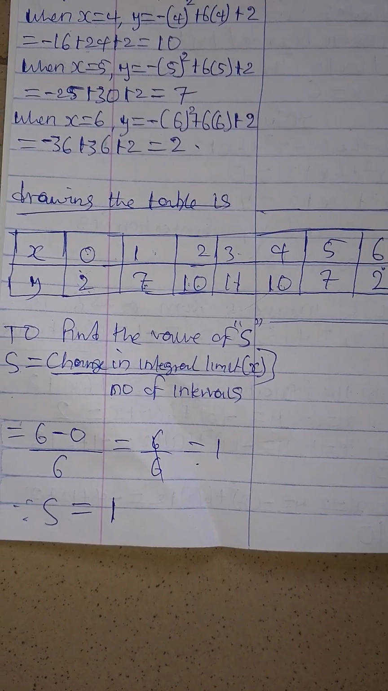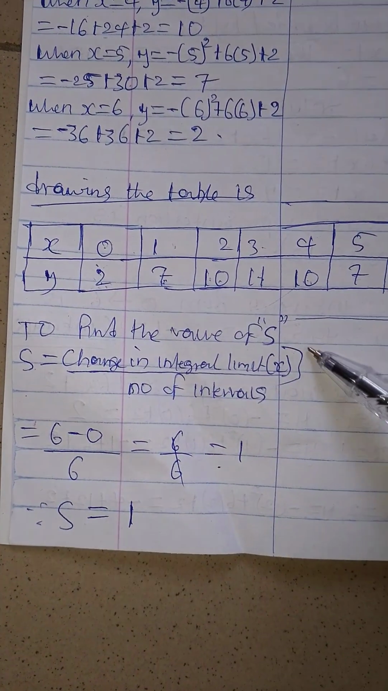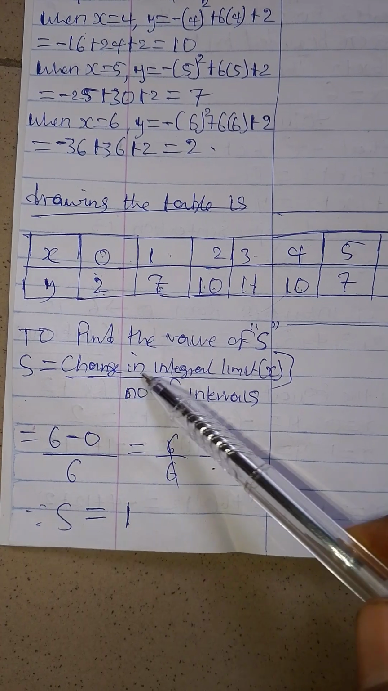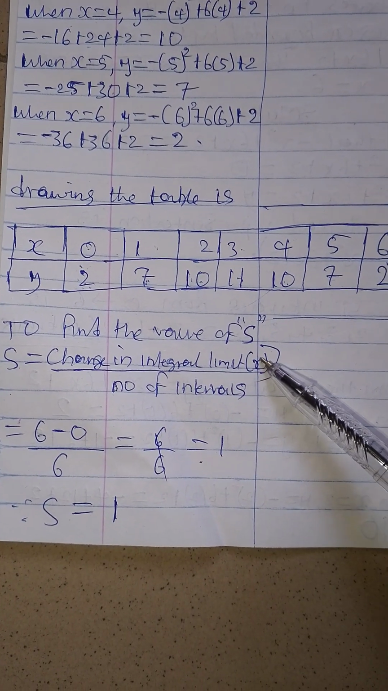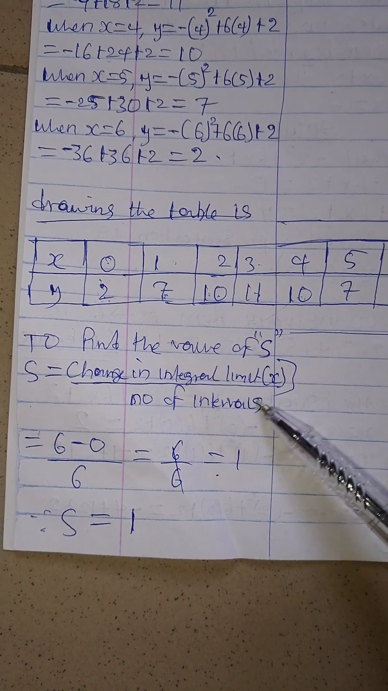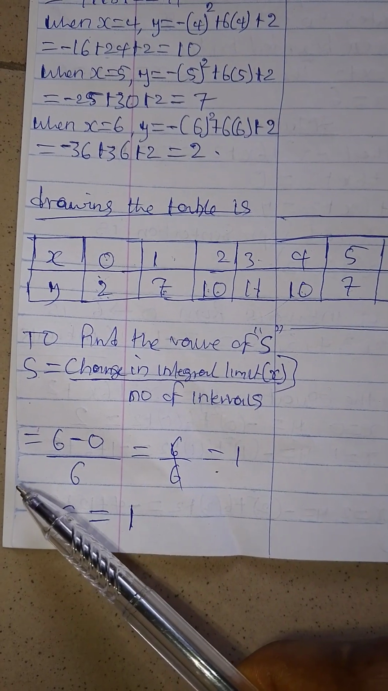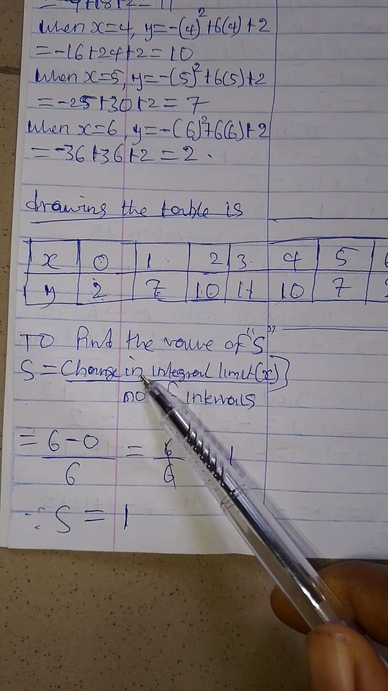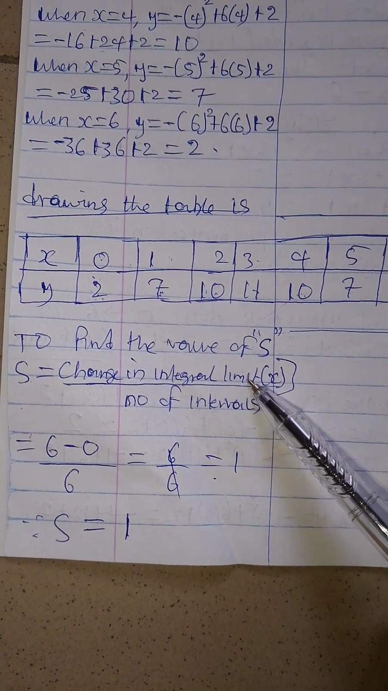Now what next? To find the value of h, h is equal to the change in the integral limit of x over the number of intervals. So we have h equal to, now the change in the integral limit of x is what?